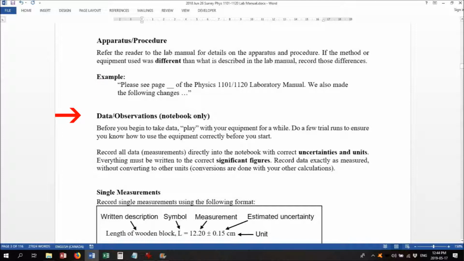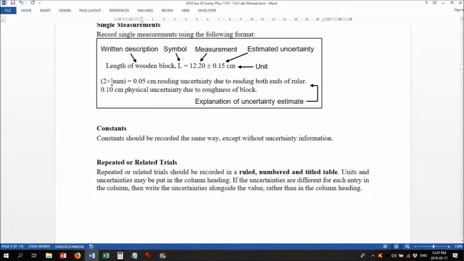The next section you add is the data section. So let's scroll down and see how you write a single measurement. When you write a single item of data, you should always write down the variable name, its symbol, the measurement itself, its uncertainty, and the unit. And then close by, you should put an explanation for why you chose the uncertainty that you did. So just explain all the different components that went into your total uncertainty. Constants get recorded the same way, except without the uncertainty information.